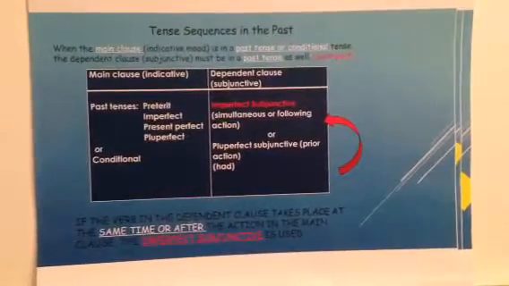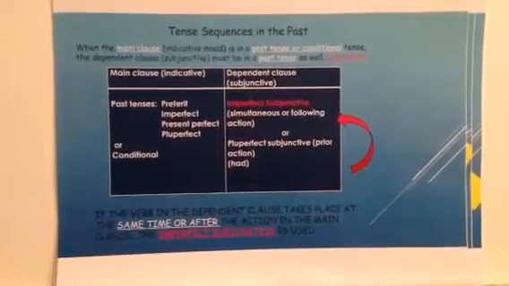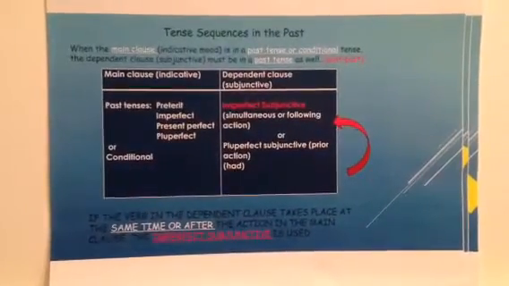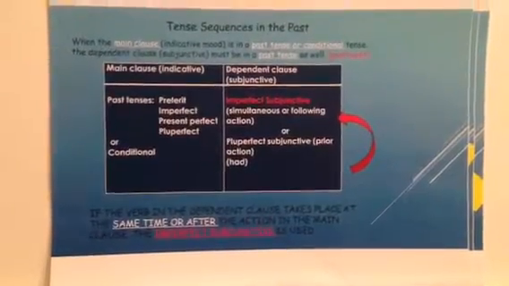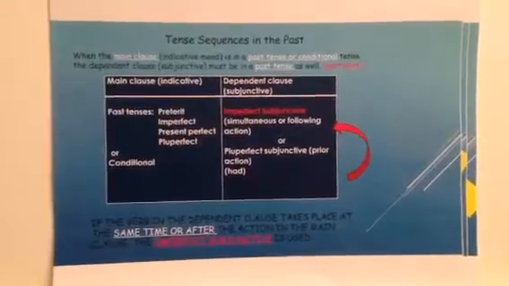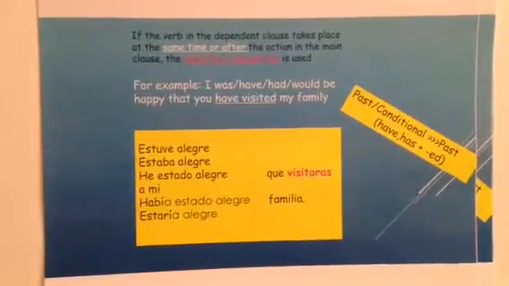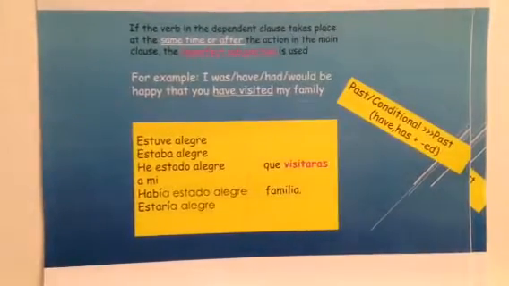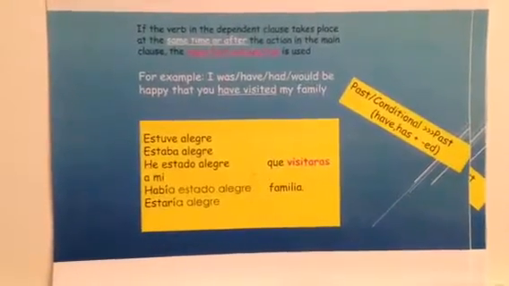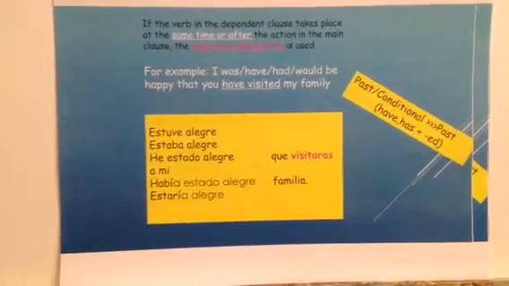When the main clause, which is in the indicative mood, is in the past tense or conditional tense, the dependent clause, which is a subjunctive, must be in a past tense as well. Easy way to remember it is combine past with the past. If the verb in the dependent clause takes place at the same time or after the action in the main clause, the imperfect subjunctive is used. For example, I would be happy that you visited my family.